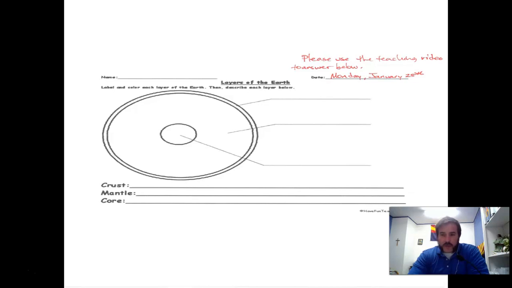We did talk briefly about the 3 layers of the earth last week. We're going to talk about a little bit more detail today, but your job is to both label and color this area. So label what this part is, what this part is, and what this part is, and then describe each layer below. Now again, page 263 will help you, but it even says here, please use the teaching video to answer these below. So I strongly suggest you get your paper packet out.